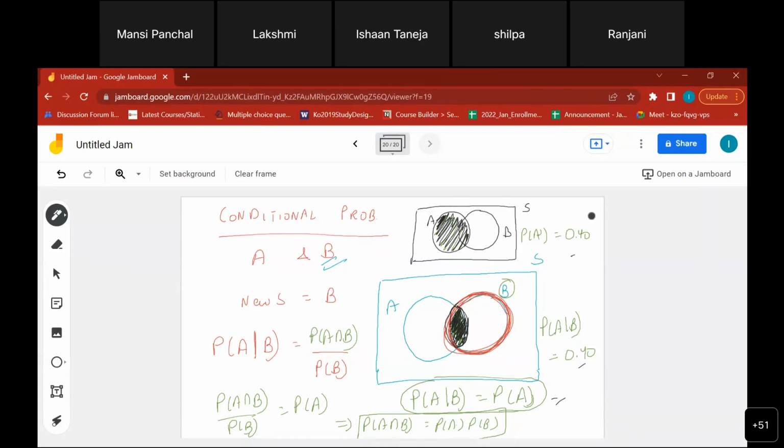Okay, let's try some questions on conditional probability. Sir, is it necessary that the percentage remains the same? Yeah, if A and B are independent, this would remain the same. This is the condition for independence, right? It is derived from this thing only. This is the main logic behind it. Got it.